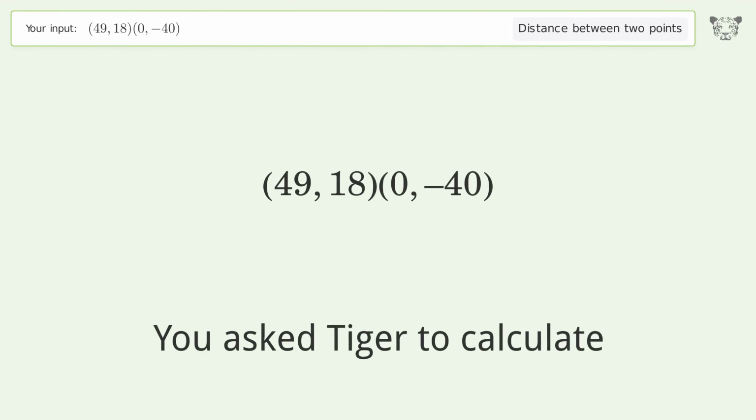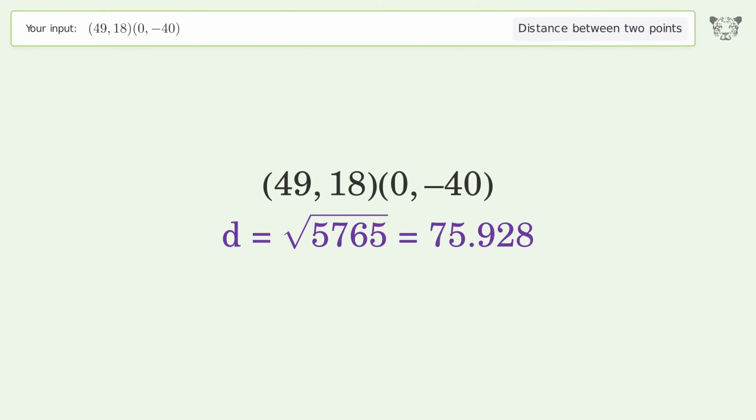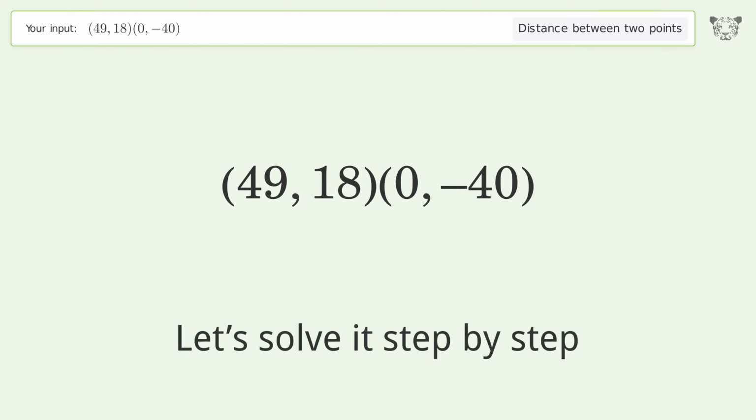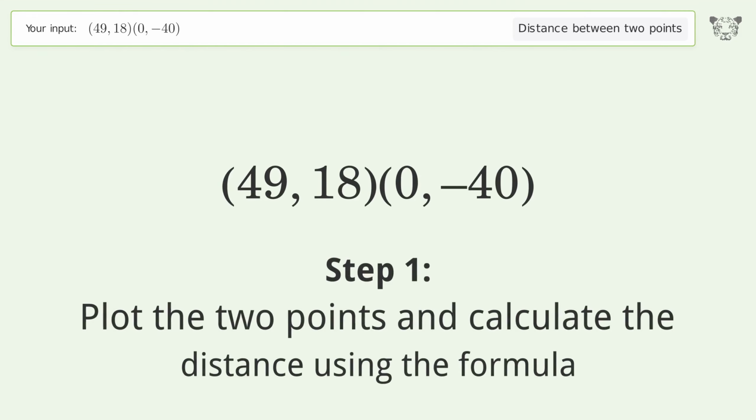You ask Tiger to calculate the distance between 2 points. The distance between the 2 points is the square root of 5,765, or 75.928. Let's solve it step by step. Plot the 2 points and calculate the distance using the formula.